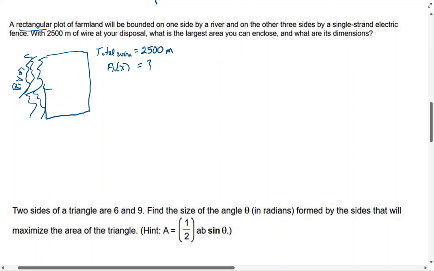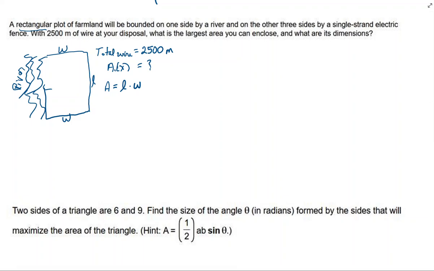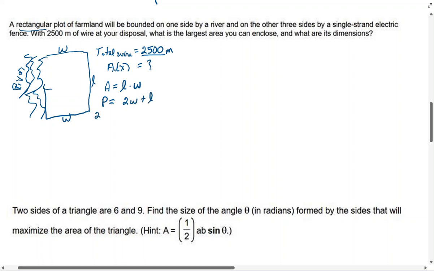And you can enclose. Well, we need dimensions. We know that area for a rectangle is length times width. In this case, if we say width is there, then length is there, because the rectangle has two sets of parallel lines and 90-degree vertices. So we know all of this information. So now we can make the statement that the perimeter cannot exceed twice the width plus one length, and the extent of it is 2,500 meters.